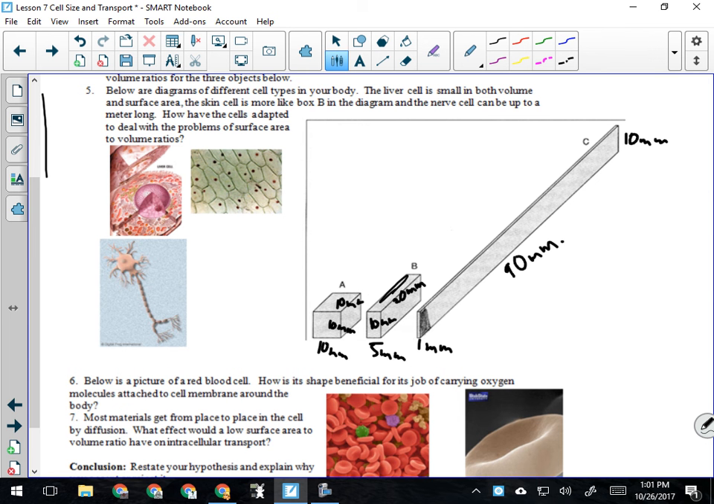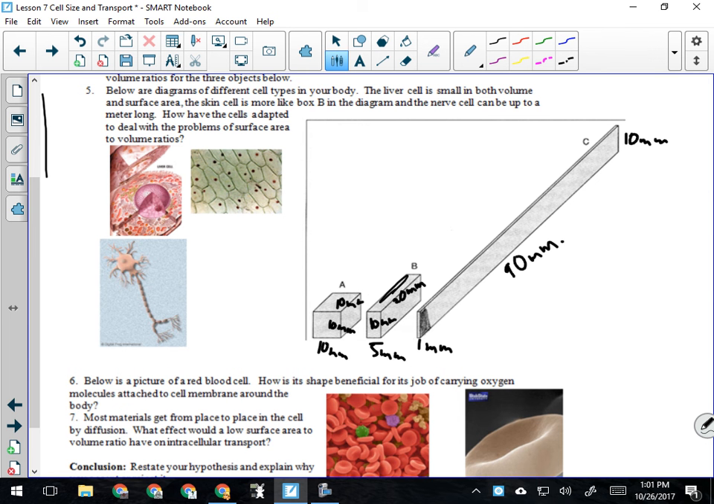For number 5, it's saying now here's some real cells. We're not dealing with imaginary cells like these ones anymore. Here are some cells that are analogous, that is, like these 3 shapes. A liver cell. Well, a liver cell is in your liver, obviously, which is the most supplied by blood organ there is in your entire body. More of your blood volume is in your liver than any other organ in the body.